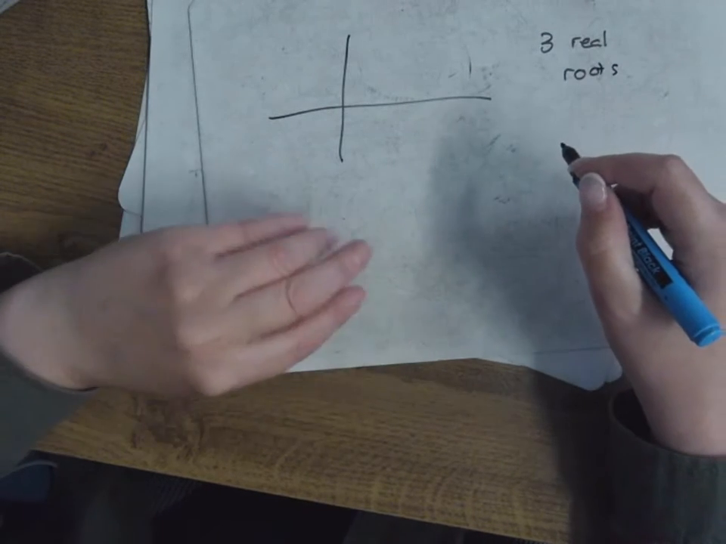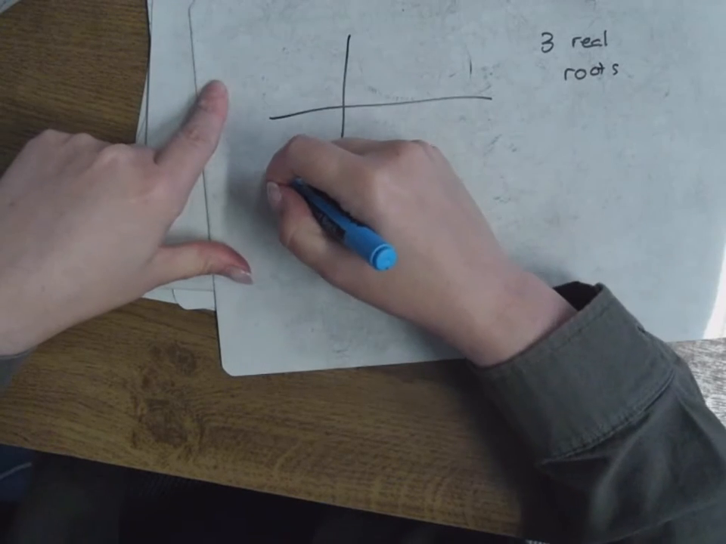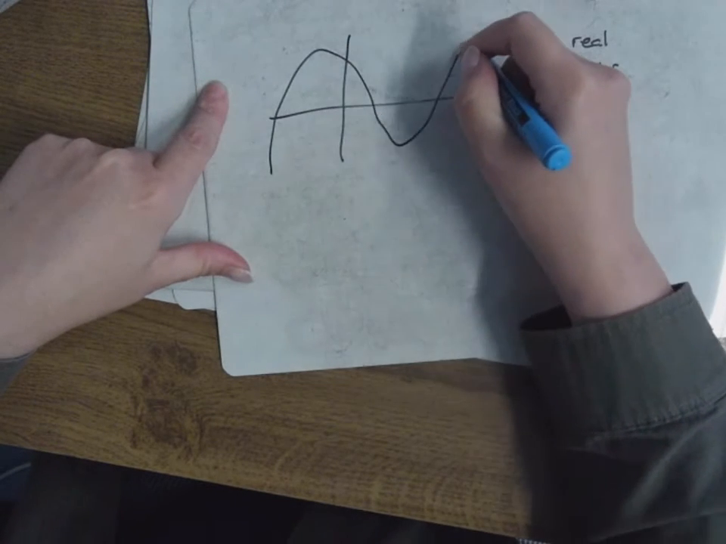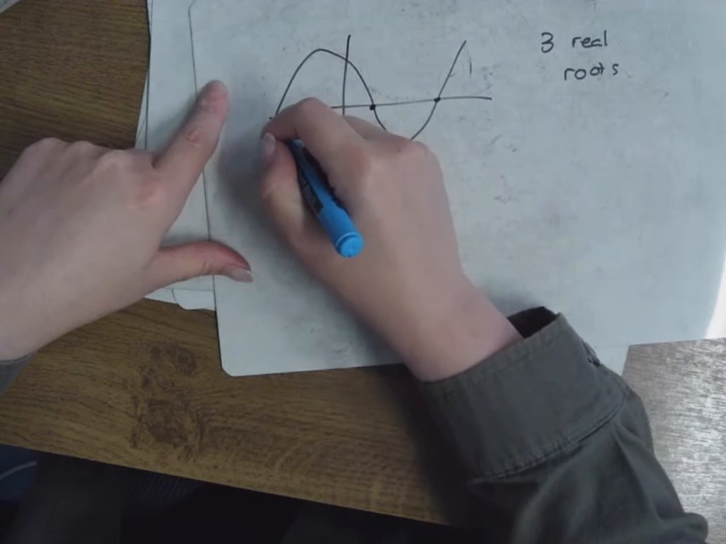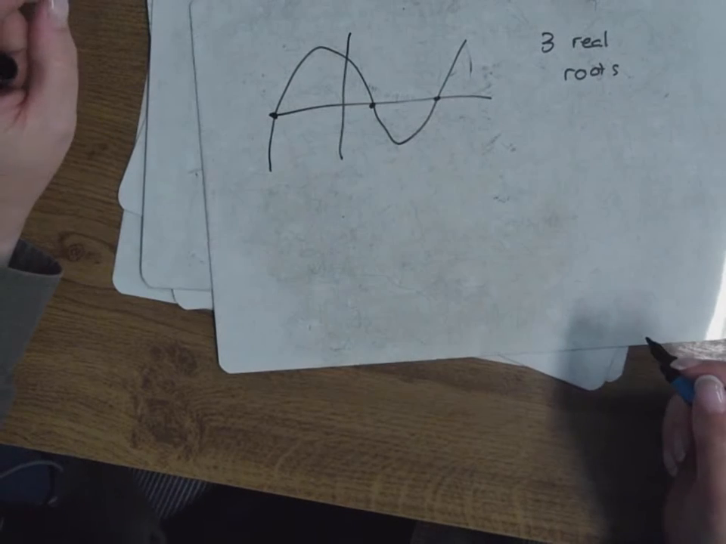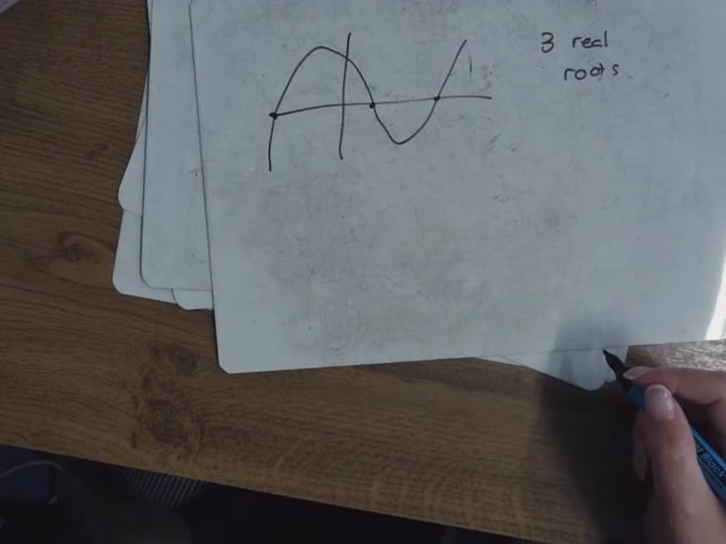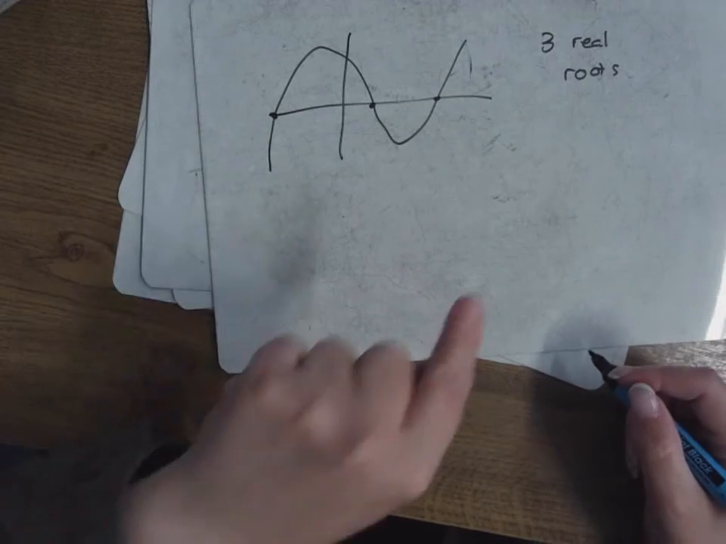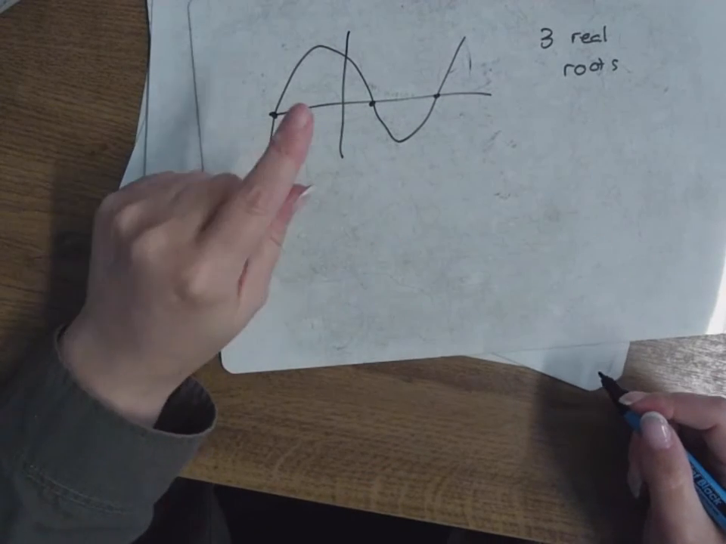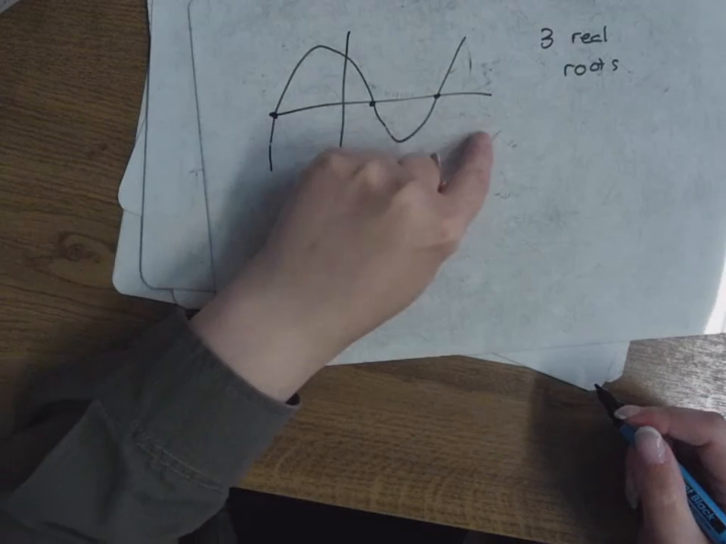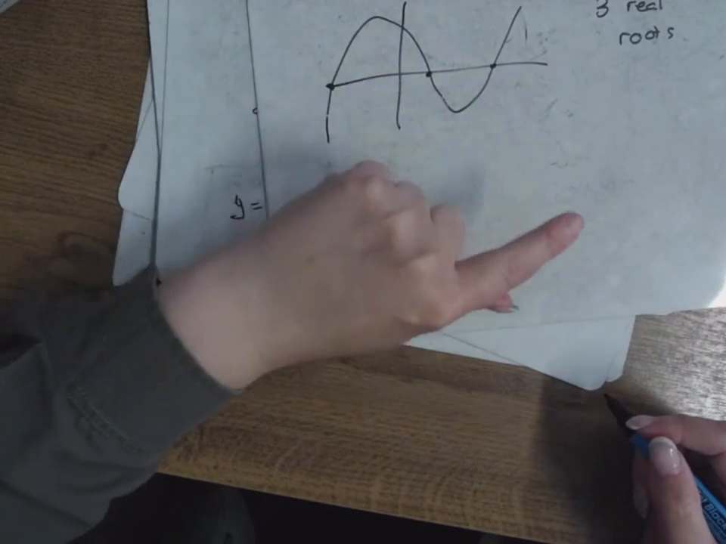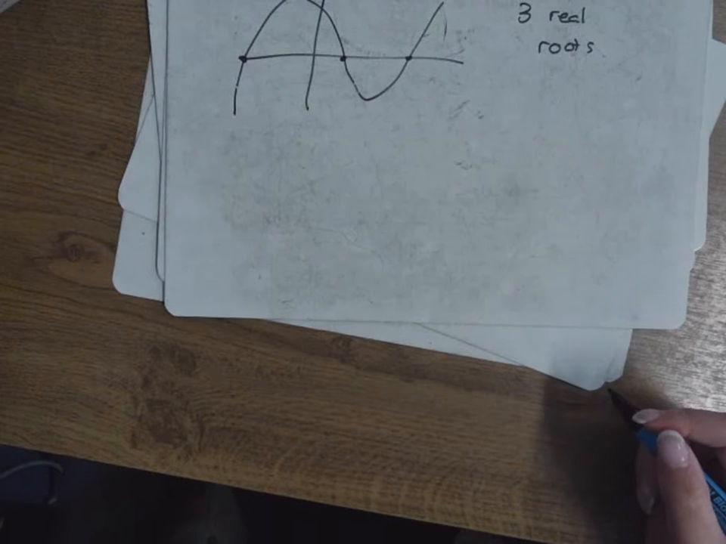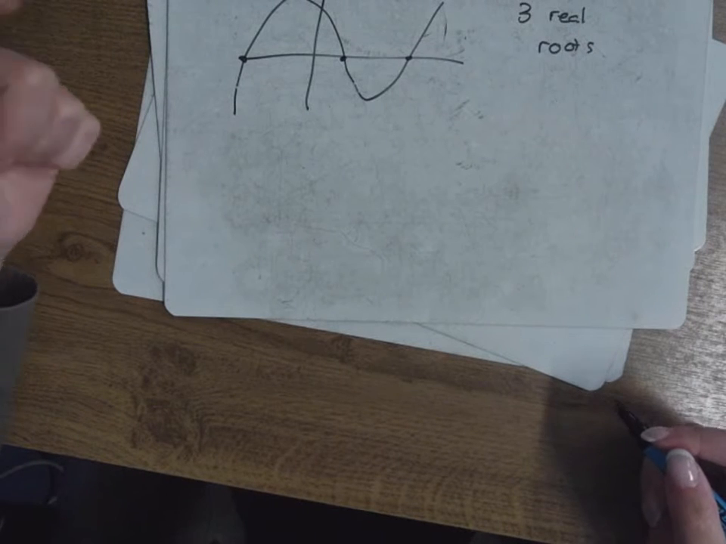So if a cubic equation has three real roots, girls, that means it crosses the x-axis in three different places, okay? Is that alright? Remember the roots are, you're actually finding where the graph crosses the x-axis. So if it crosses it three times, it's got three real roots. It's got three answers. Okay? Are we good with that?